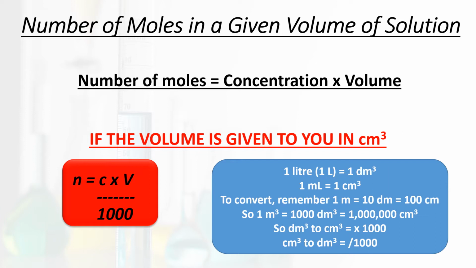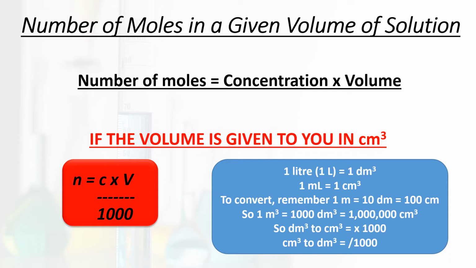But we have to be careful with our units. Concentration, remember, is given in moles per decimeter cubed. Volume is most likely going to be given to you in centimeters cubed. Think about whenever you've actually measured out a volume of a liquid, it's normally in milliliters or centimeters cubed. You rarely do it in decimeters cubed. And we can't times together a centimeters cubed volume and a mole per decimeter cubed concentration. Those units don't match. So we have to convert our volumes into decimeters cubed from centimeters cubed.